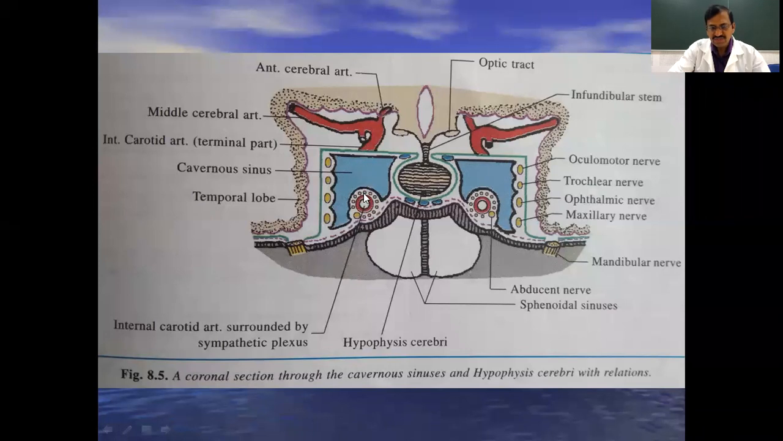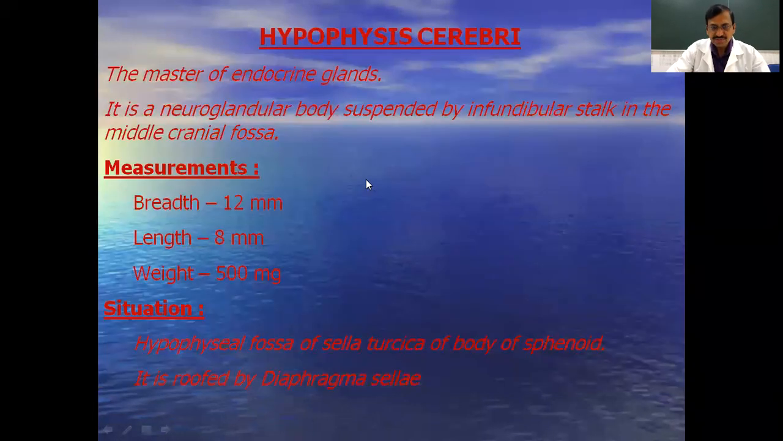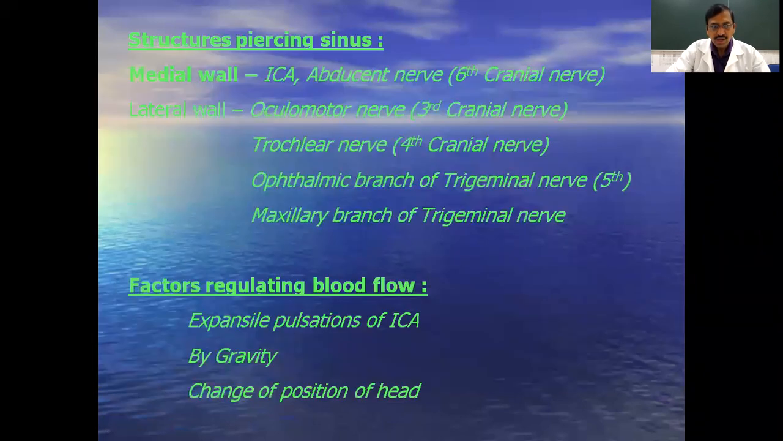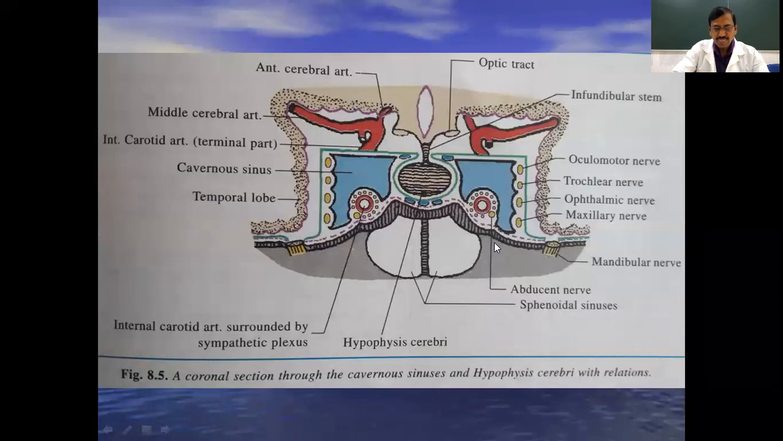Okay, that is another important point related with the internal carotid artery and the cavernous sinus. And next, coming to the other relations, that is the lateral wall. There are four nerves that are having relation with the lateral wall. That is the oculomotor nerve, trochlear nerve, that is the third and fourth cranial nerves, the ophthalmic branch of the trigeminal nerve, that is the branch of the fifth cranial nerve, and the maxillary branch of the trigeminal nerve. You can see here, these are the nerves which are having relation with the lateral wall.